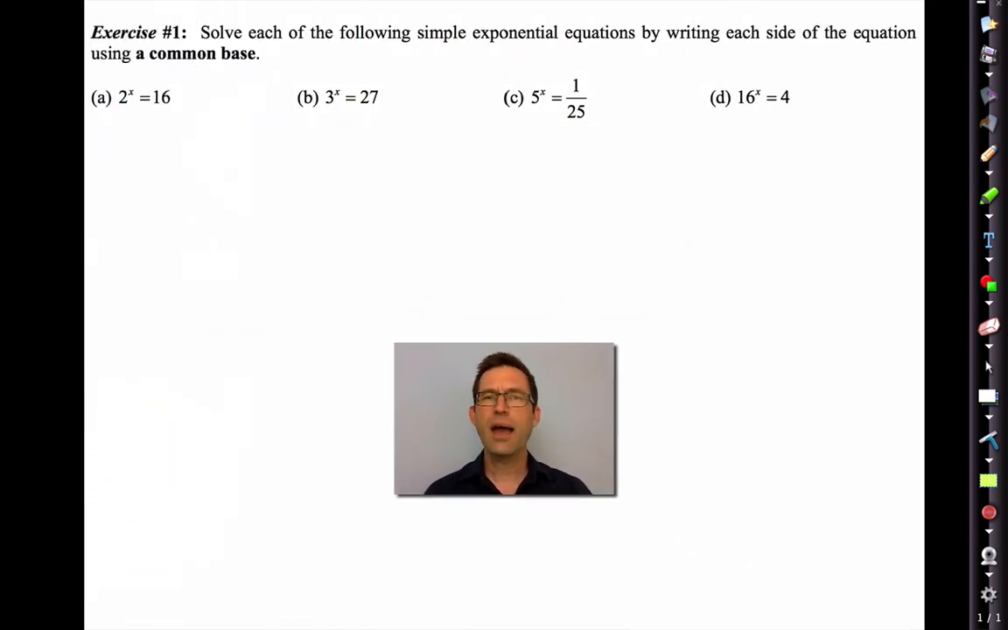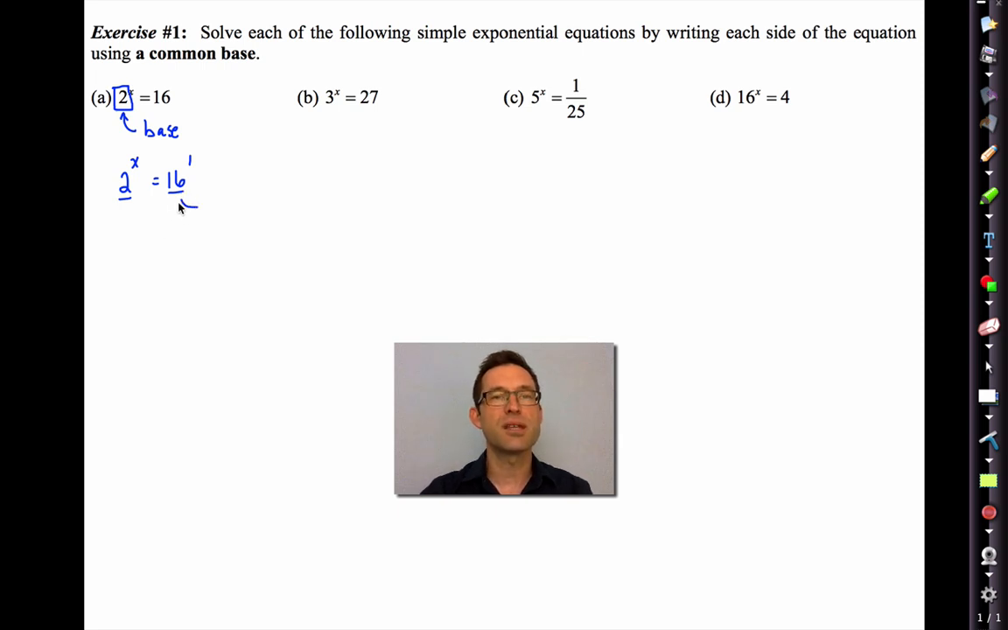All right, exercise number 1. Solve each of the following simple exponential equations by writing each side of the equation using a common base. Remember, a lot of students like to ignore terminology, but this is the base. So right now, literally, we have the equation 2 to the x equals 16 to the first, if you will, but they don't have common bases. One of them has a base of 2. One of them has a base of 16.